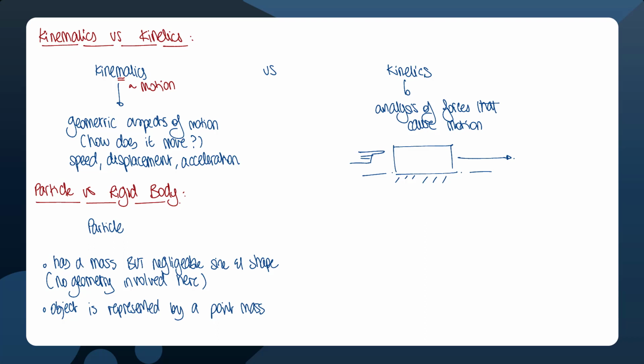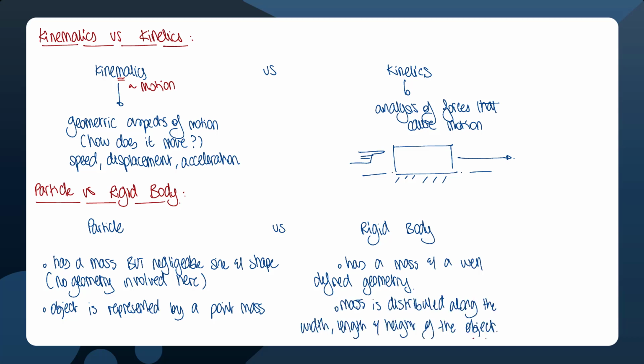On the other hand, a rigid body has a mass and a well-defined geometry. So you can think of a rigid body as a table or a box. They have a well-defined geometry. And so the mass is distributed along the width, length, and height of the object. So the mass is not only located at the center of gravity, it is actually distributed around the object. Now note that this representation is more complicated, but more realistic. So you can have better approximations when analyzing your problem.